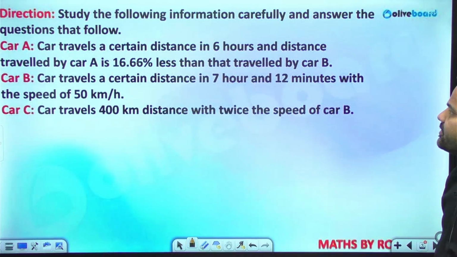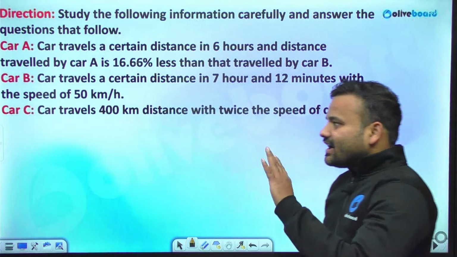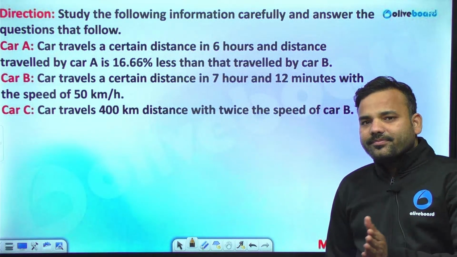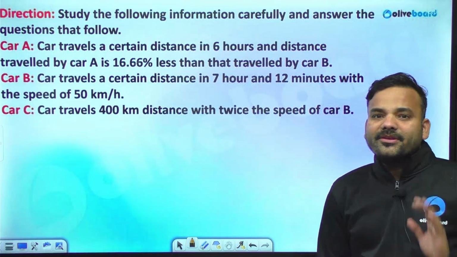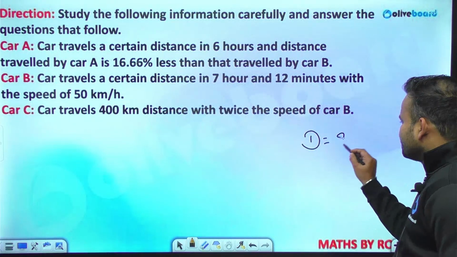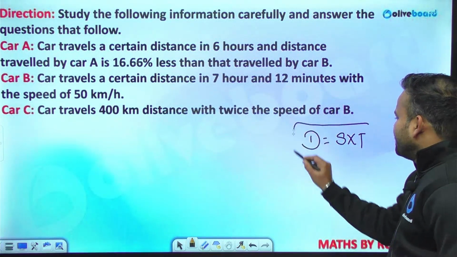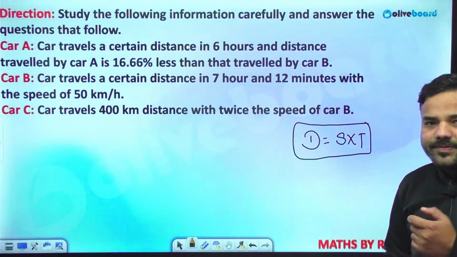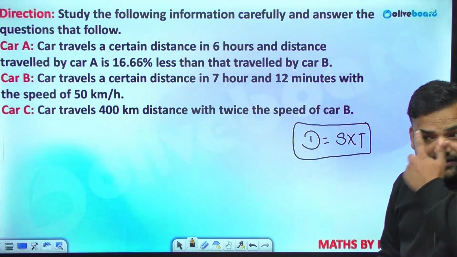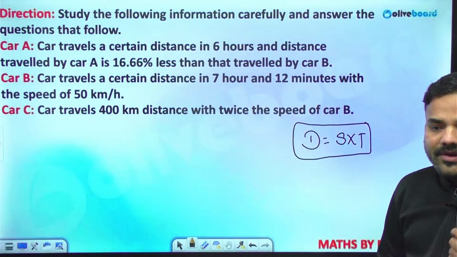Study the following information carefully and answer the questions that follow. Car travels A. There are three cars, namely A, B, C, and this is a question of time and speed and distance. As we have already said, a caselet is a form of time and speed distance. We know that distance equals speed multiplied by time. Your speed as well as your time will describe wherever you are going. So distance is the multiplication of speed and time.